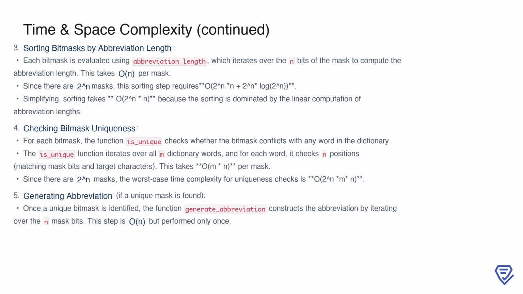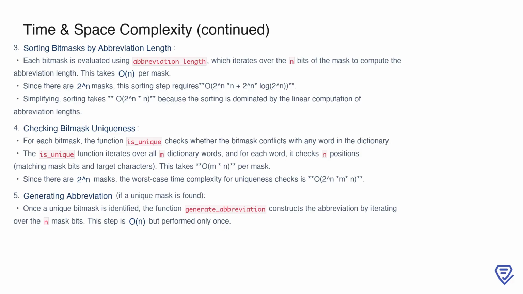Now, we move to sorting the bit masks based on their abbreviation lengths. For each bit mask, the abbreviation length is computed by iterating over its n bits. This computation takes n per bit mask. With 2 to the power of n bit masks, the sorting process requires 2 to the power of n * n for computing lengths, along with a sorting overhead of 2 to the power of n * log 2 to the power of n. However, the length calculation dominates, so this step simplifies to 2 to the power of n * n.